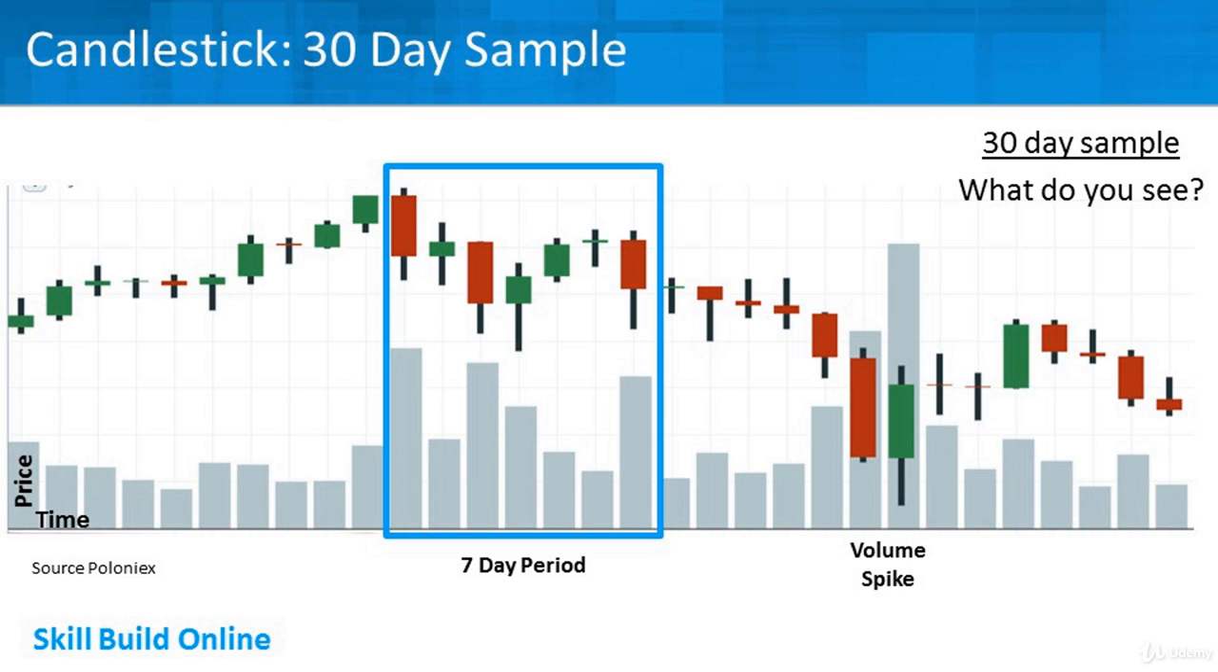How are prices changing? What's happening from the left at the beginning of time to the right at the end of time? Day 1 to day 30. These are individual day periods. There's 30 of them. And if you were to look at that, what are you seeing? Are you starting to see some patterns emerging? You're starting to see some things that might stand out to you beyond that 7-day period?